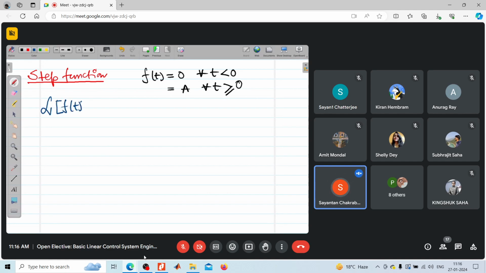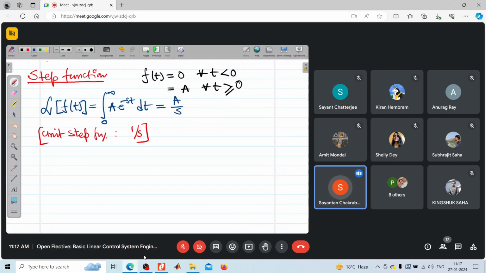So the Laplace transform of f(t) will be the integral from 0 to infinity of a e to the power minus st dt. So it will come out like a by s, right? And for a unit step function, it will be 1 by s.